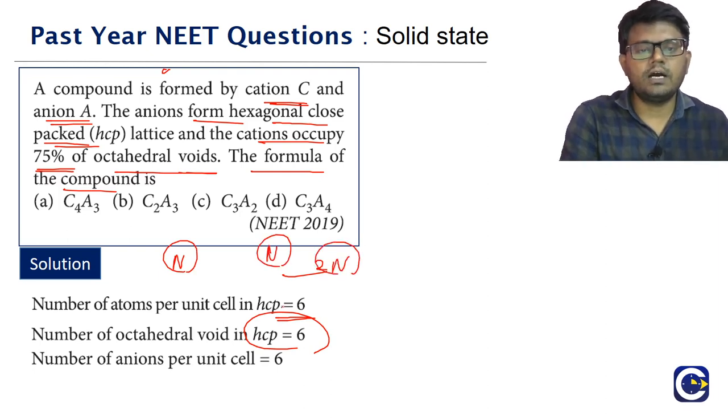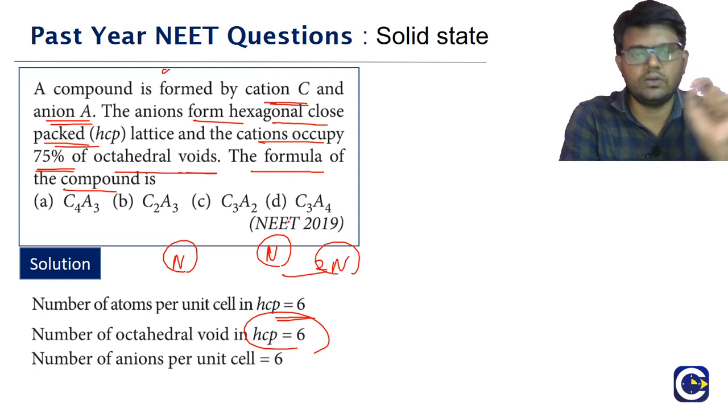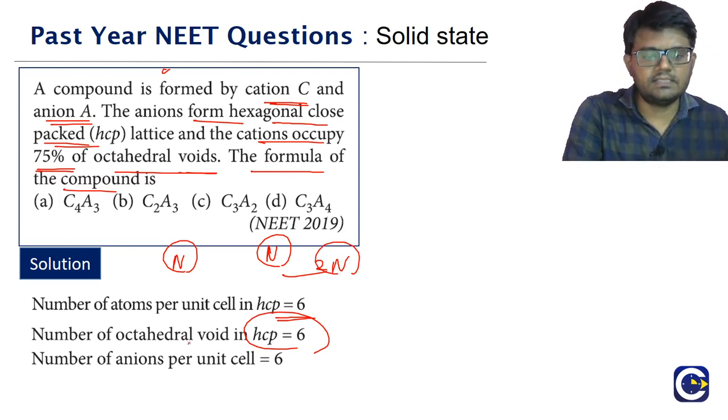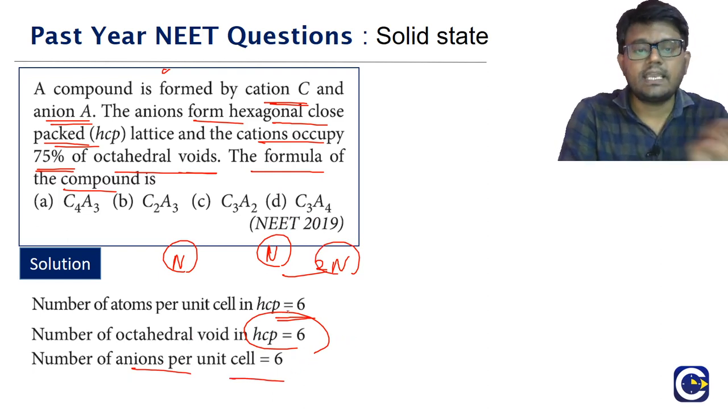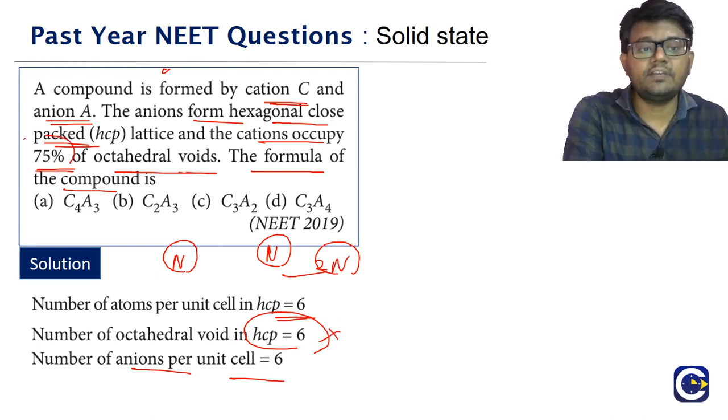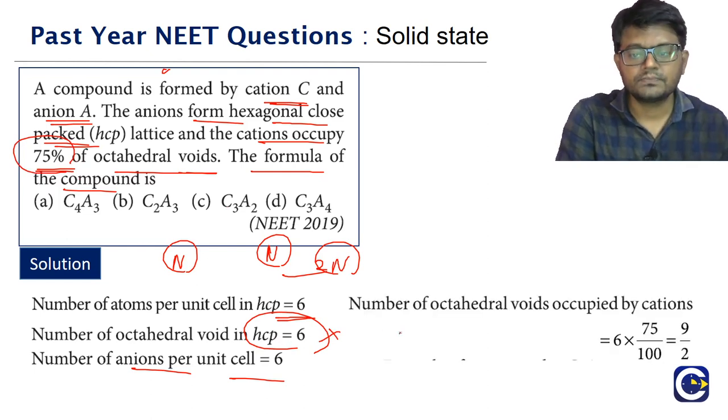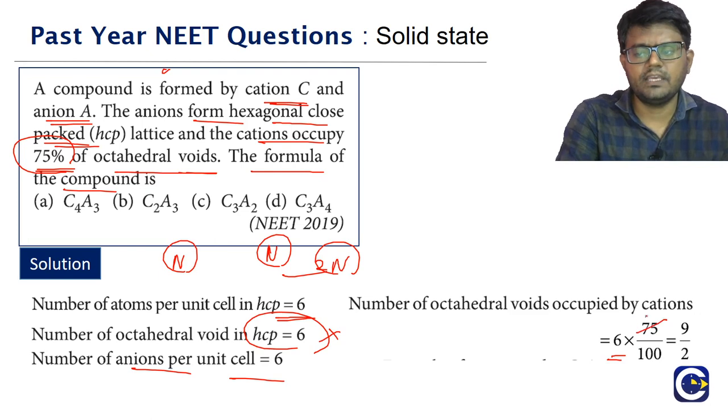So if you look at the positioning, these anions are forming the HCP, means the number of anions per unit cell will be 6. Now the cations are not occupying all the octahedral voids. Cations are occupying only 75% of the octahedral voids. So the number of octahedral voids occupied by the cations will be the total number of octahedral voids, 6, into 75 by 100. If you simplify, 25 3s are 75, 25 4s are 100, then 2 2s are 4, 2 3s are 6. It will be 9 by 2.